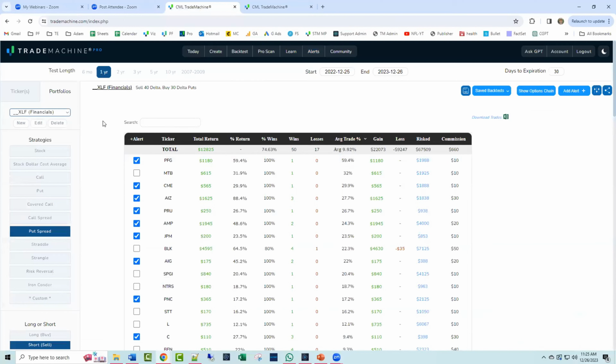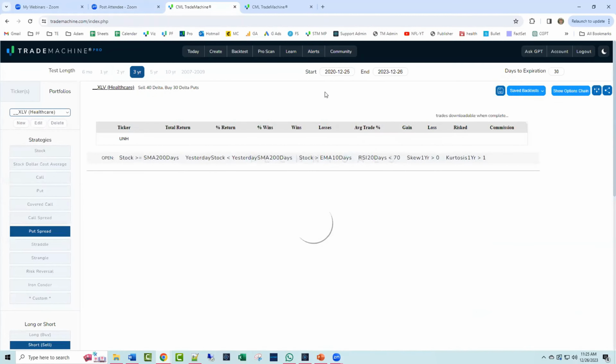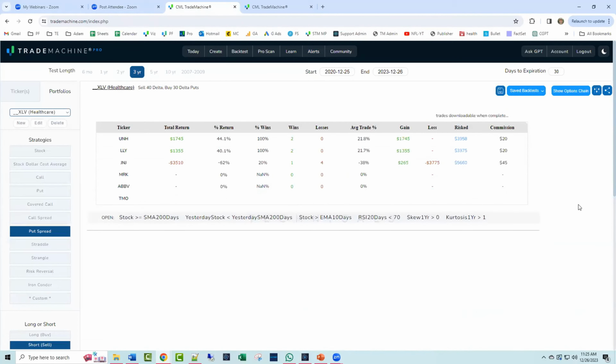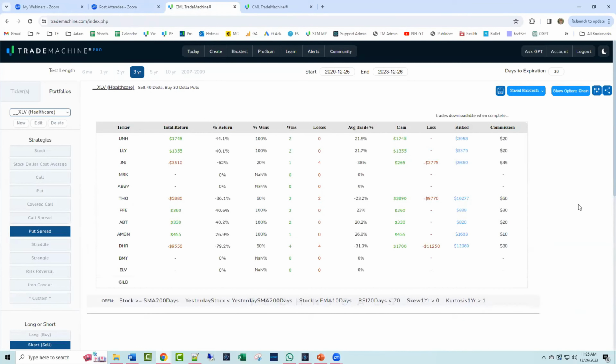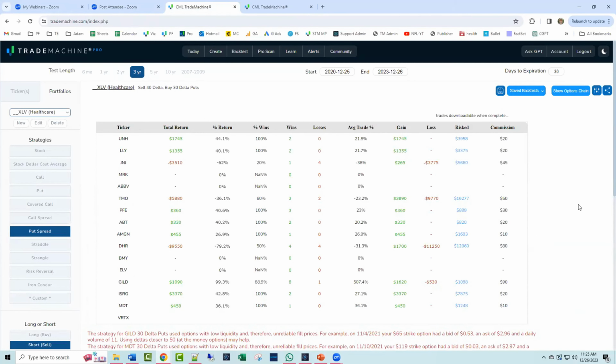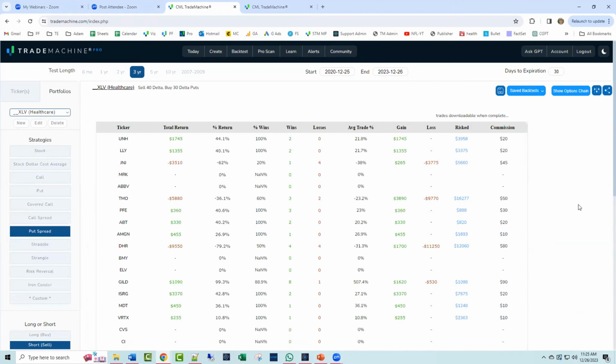Now let's look at one more sector. Let's look at healthcare. And I'm going to look at 3 years first. And so we've looked at tech. Tech was a no for me, just wasn't good enough. A plus 1%. I don't even want to know what it did from the last year. Financials were close, but I took it.